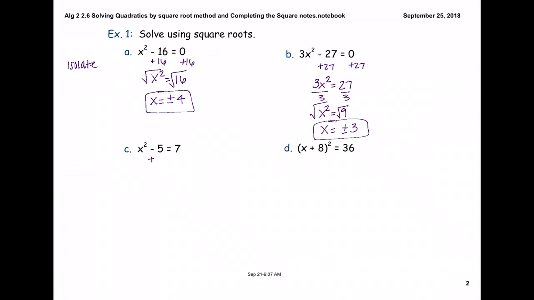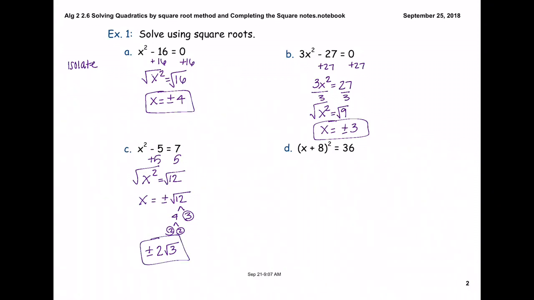The inverse on example C is adding 5. 7 plus 5 is 12. The inverse of squaring is square rooting. So we have x equals plus or minus square root of 12. We need to simplify using our prime factors. So we simplify radical 12 as plus or minus 2 roots of 3.